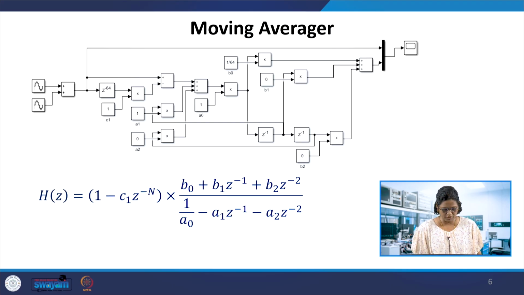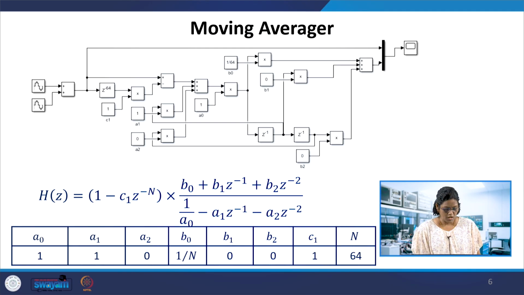the transfer function, the generalized transfer function, H of z. So the coefficients I have shown you in the case of the general network are a0, a1, a2, b0, b1, b2, c1, and what is N to be taken in this case. We have just simulated this in Simulink. Later we will convert these Simulink diagrams into DSP Builder in Altera, or they can also be converted into System Generator in the case of Xilinx. So any one of these can be done.